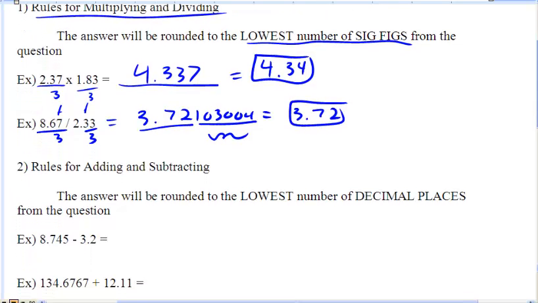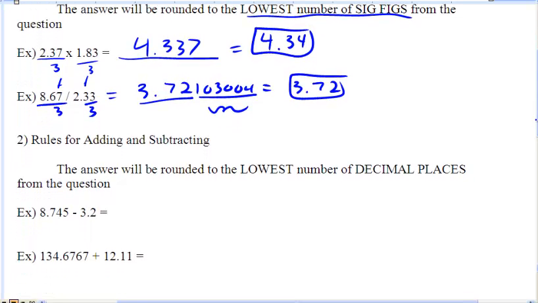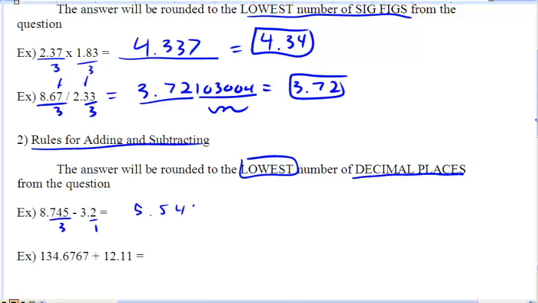So let's look at adding and subtracting. So a little bit different, but it's still based on the significant figures. Actually, it's not based on significant figures. What it's based on is decimal places. So if you look here, this has 3 decimal places, this has 1. We go to the lowest for our answer. So when we subtract this, what we're going to end up getting is 5.545, but we have to round it to 1 decimal place. So here's our decimal place, so it's going to be 5.5.